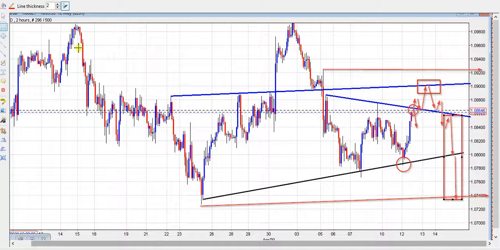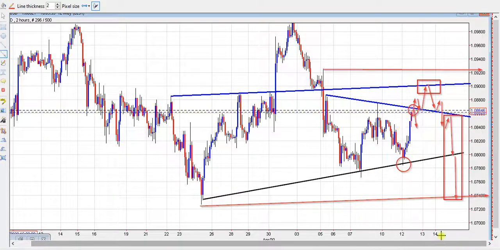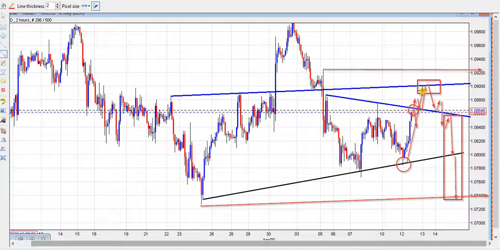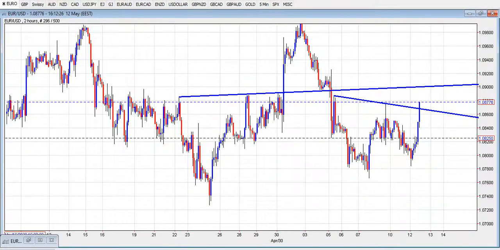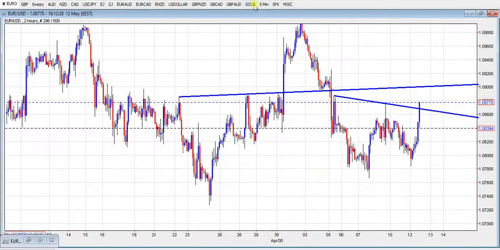So this is more of a swing play. If your swing continues, starts holding, then move back here. Then we'll see. So this is the euro dollar. The other one that I discussed was the S&P.